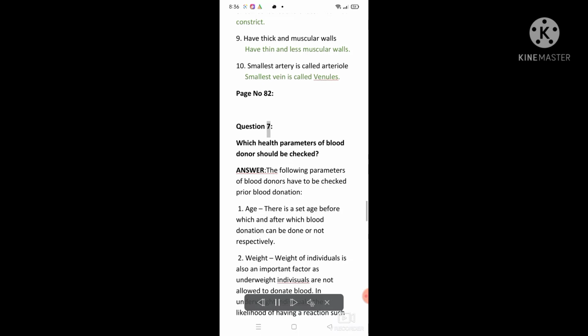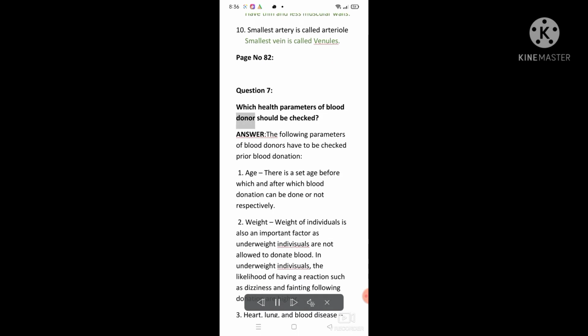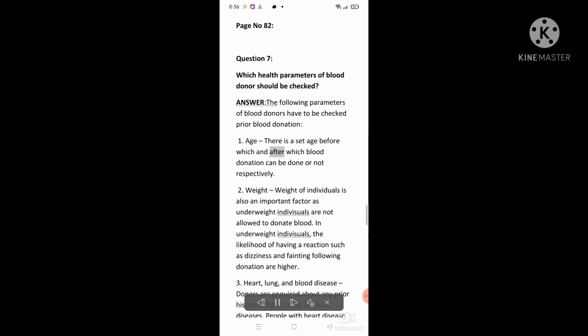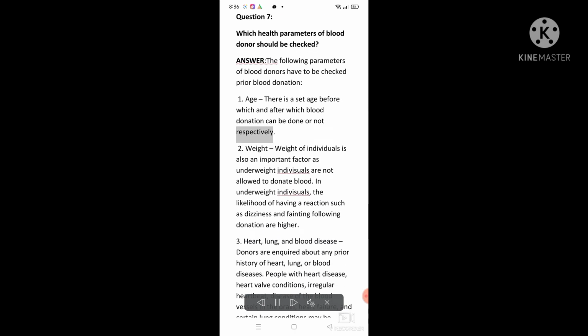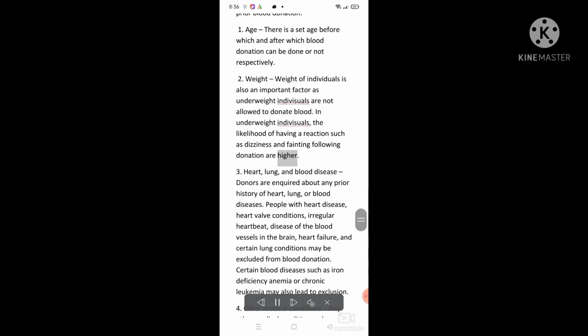Question 7. Which health parameters of blood donor should be checked? Answer. The following parameters of blood donors have to be checked prior to blood donation. 1. Age. There is a set age before which and after which blood donation can be done or not respectively. 2. Weight. Weight of individuals is also an important factor, as underweight individuals are not allowed to donate blood. In underweight individuals, the likelihood of having a reaction such as dizziness and fainting following donation is higher.